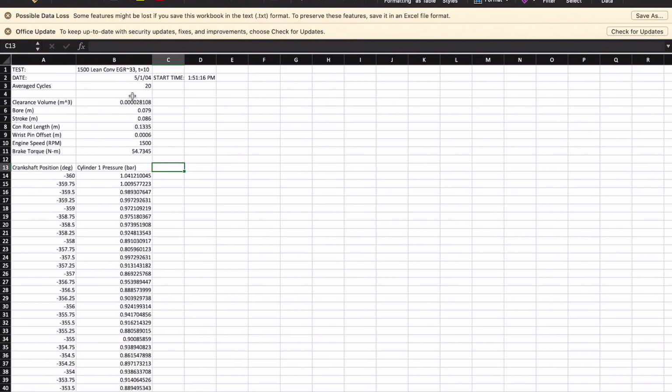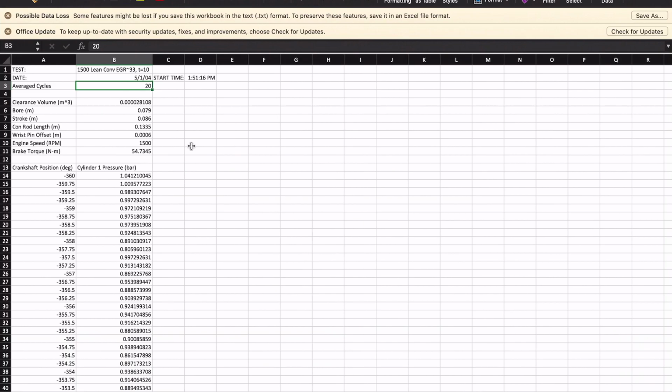There's a few things that you can note in the file. The first line that you see here is just the name of the test that I was conducting. I took this data a long time ago, almost 20 years ago, as part of my PhD studies. So this was just the name of the file, the condition that I was operating the engine at. And this, of course, was the date and the time that the data was taken. And this averaged number of cycles isn't so much important for this assignment.